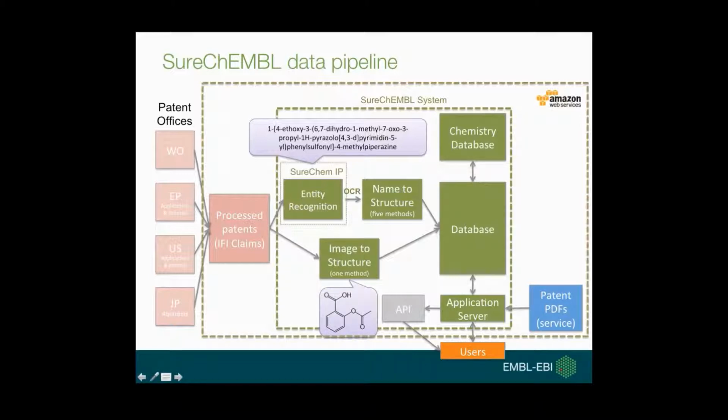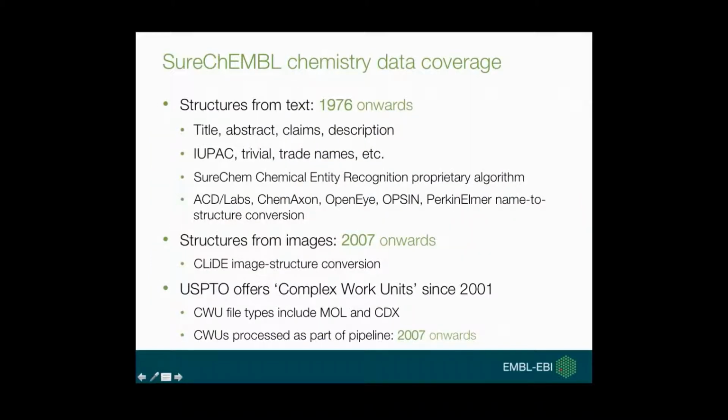Right. So, in terms of chemistry data coverage, SureChEMBL contains structures that are extracted from text for patent documents since 1976 onwards. As I said, when we say patent documents, we mean the full text, so all the sections of a patent document: the title, the abstract, the claims, and the description. And then the entity recognition will try to find all different representations of entities, that's IUPAC names, trivial names, trade names, fragments, etc.